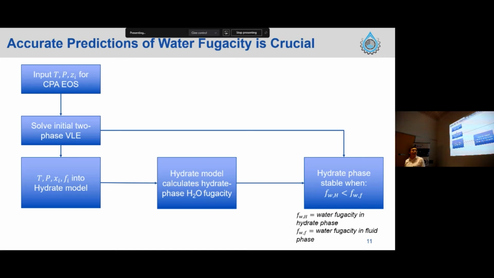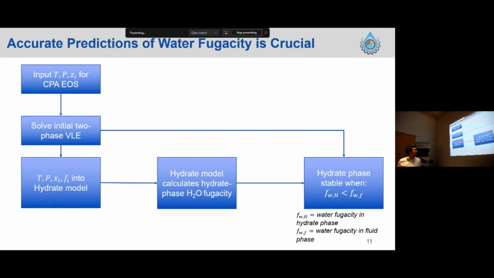On the flip side, accurate predictions of water fugacity and the fugacity from the fluid phase is crucial. So how we typically, this is a very simplified workflow. So you have temperature and pressure and composition input for the CPA phase state, which is used for the fluid phase. And we solve for an initial ice, aqueous, and vapor flash. And the outputs from this flash are then fed into the hydrate model. And so from these inputs into the hydrate model, we calculate associated hydrate phase water fugacity. And the hydrate phase is deemed stable when the fugacity of water in the hydrate phase is less than the fugacity of water in the corresponding fluid or ice phase.